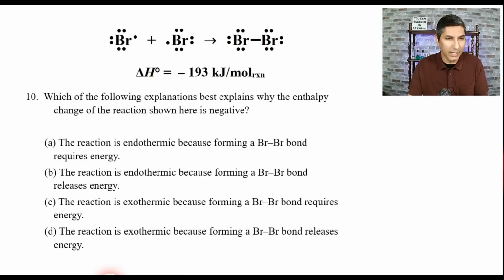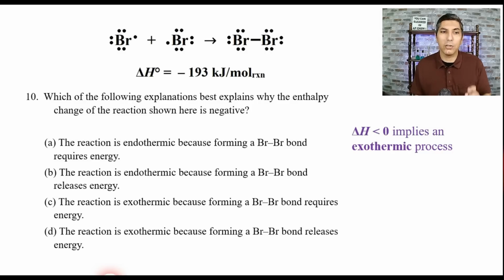Moving on to question 10, we have a delta H question, and it says, which of the following explanations best explains why the enthalpy change of the reaction shown here is negative? And we have 4 choices. Now, one thing that jumps out at me here is that if the value of delta H is negative, that means the reaction is exothermic. And we have 2 choices, choice A and B, that don't even say that. It's trying to claim that the reaction is endothermic. So I can eliminate choices A and B just right here at the beginning.